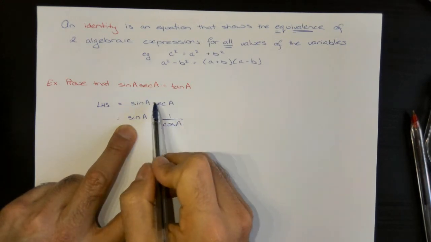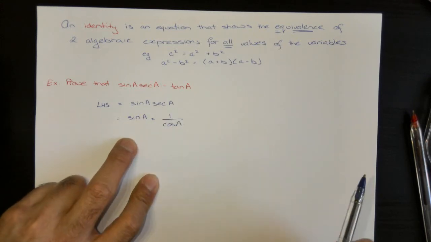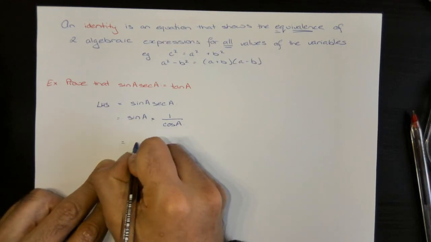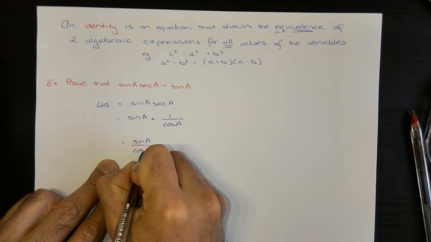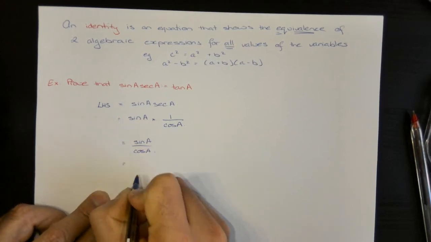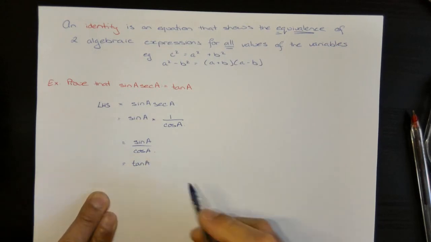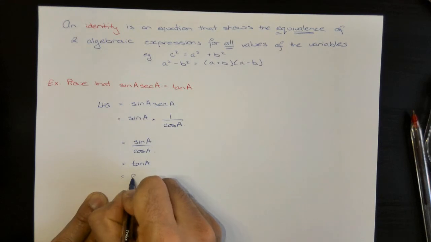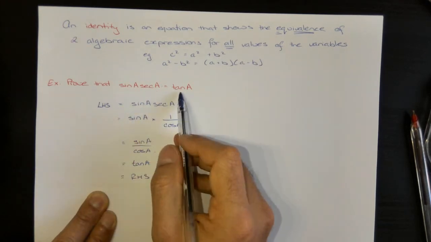Okay, so instead of writing sec a, I can write it as 1 over cos a. Well, if I multiply the tops and the bottoms together, I get sine a over cos a, and that's exactly what I want, because that equals tan a, and that actually equals the right-hand side. So I have proven that sine a sec a is equal to tan a.